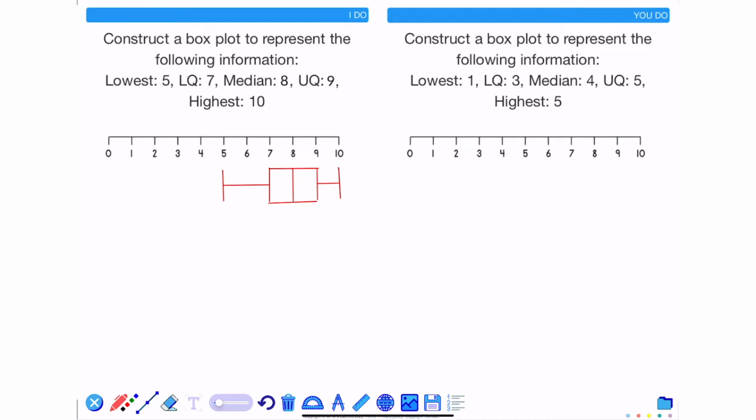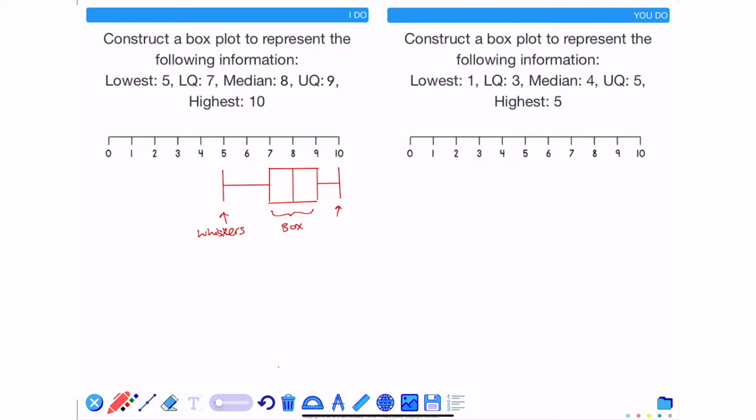In some cases, a box plot will be called a box and whisker diagram, where we have the box that represents the middle 50% of the data, and our whiskers, which are the highest and lowest values, and sometimes an indicator of whether we've got outliers or not.